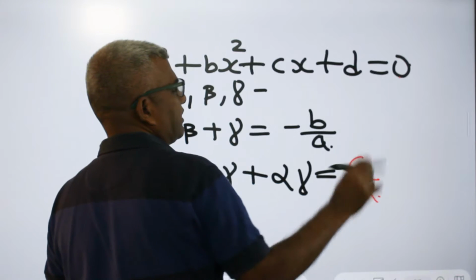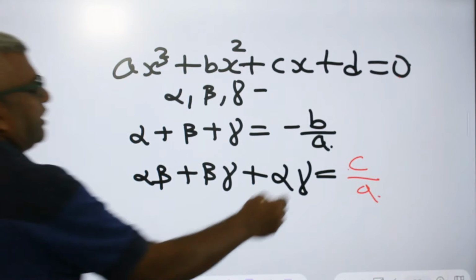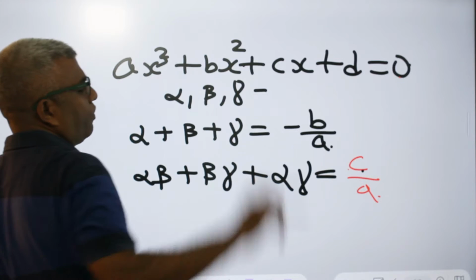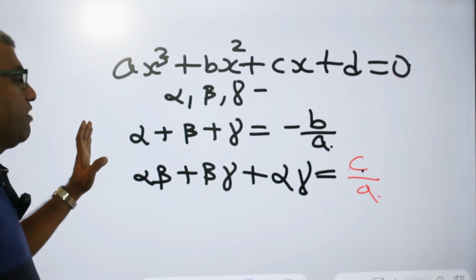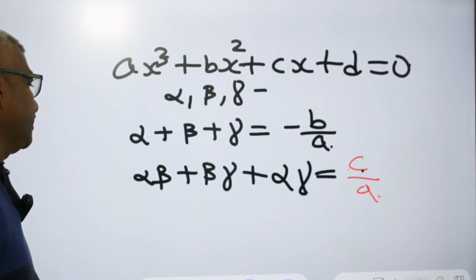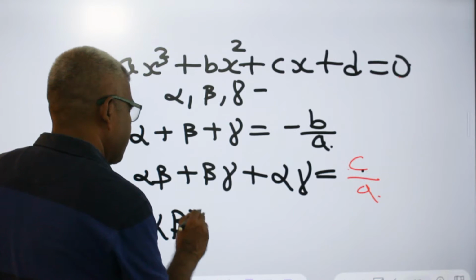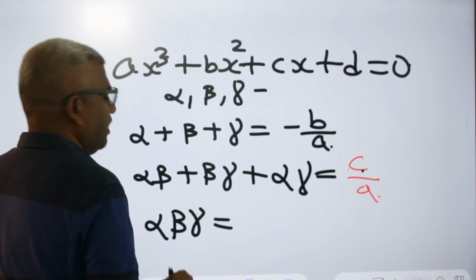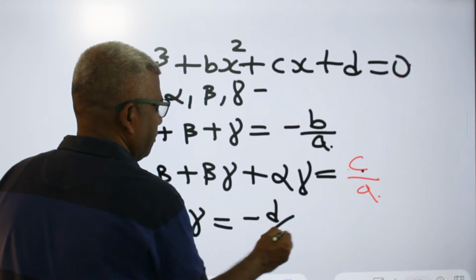Only plus, there is nothing else. C by a. Okay, that is the coefficient of x divided by the coefficient of x cube. Then this is the sum of single roots. Now, not a sum, there is only one possibility: alpha beta gamma, it is minus d by a.